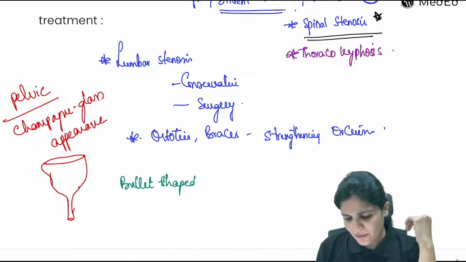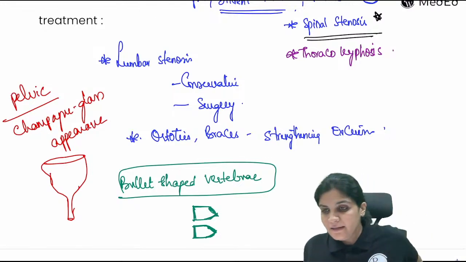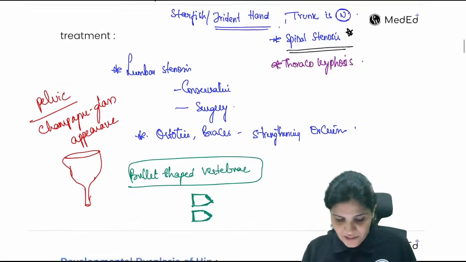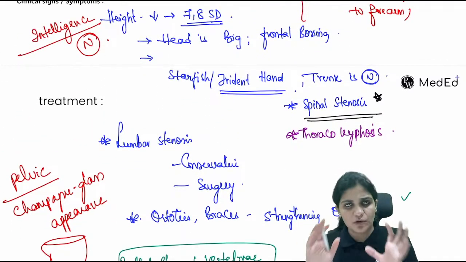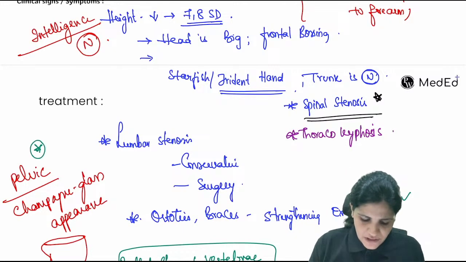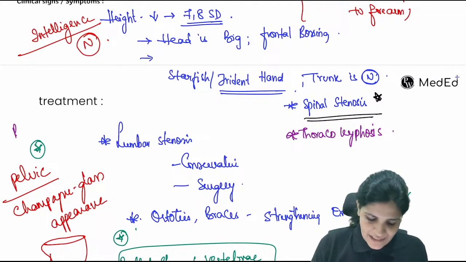So this is mainly important for your PG, right? So this is the bullet shaped vertebrae, right? Intelligence, everything is normal as we have mentioned. Okay, so if you write this, it would be very much sufficient. Mentioning of these two important points in case of radiology could give you that extra edge of marks.